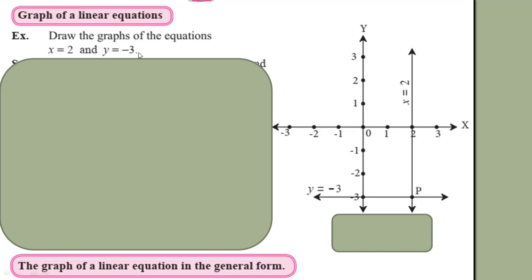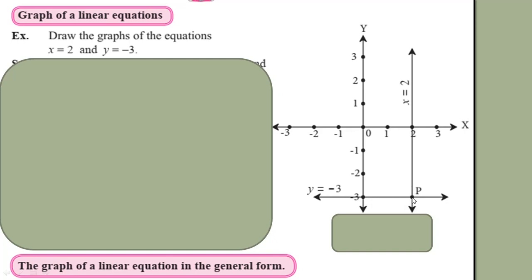Then y is equal to minus 3. So we'll draw this other line. The equation of this line is y is equal to minus 3. So we'll draw it with y coordinate minus 3 for every x. Here both these lines cross each other.